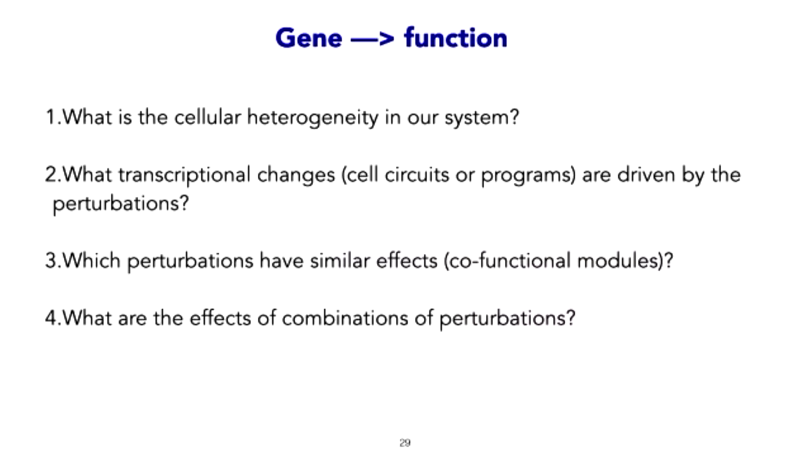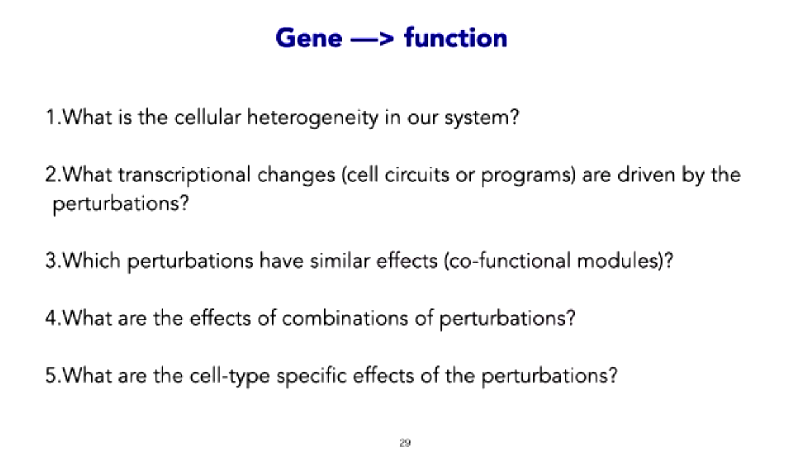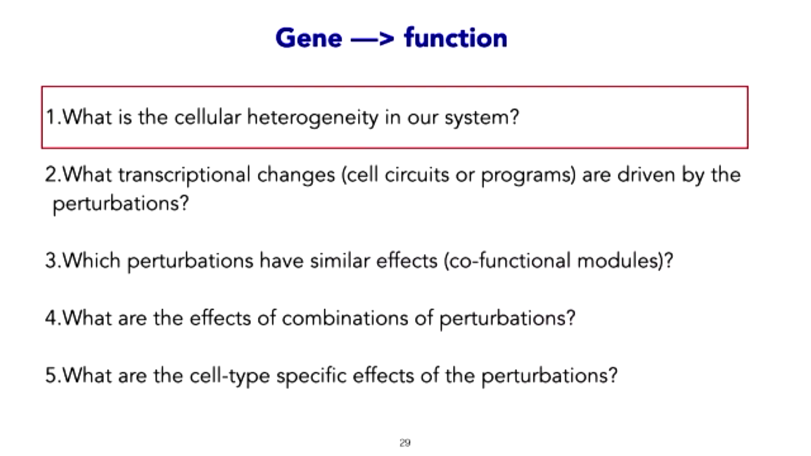Then we may want to know what are the effects of combinations of perturbations. So I said that for the purposes of this talk, we are assuming that the experiment has been optimized to have mostly one guide per cell, but you can imagine this scenario where there is more than one guide per cell. So how do these perturbations interact and what is the effect of their combination on the cell? And finally, we do have a single cell readout. So what are the cell type specific effects of the perturbation? So we're going to go step by step through all these different questions.